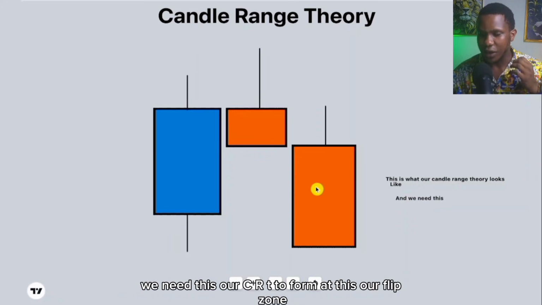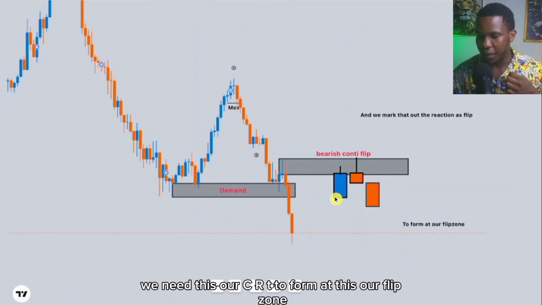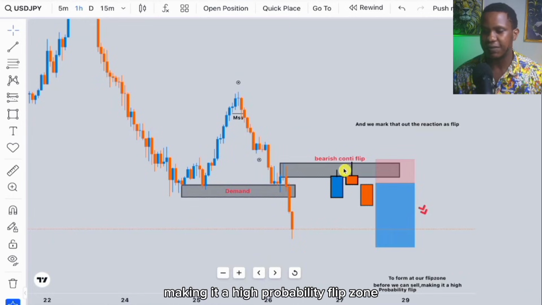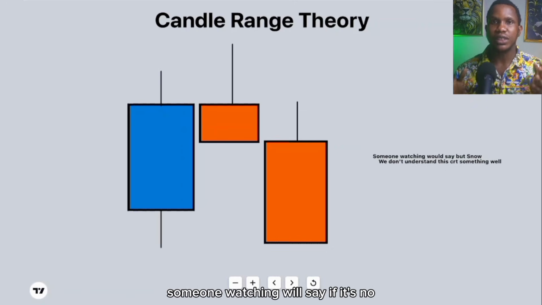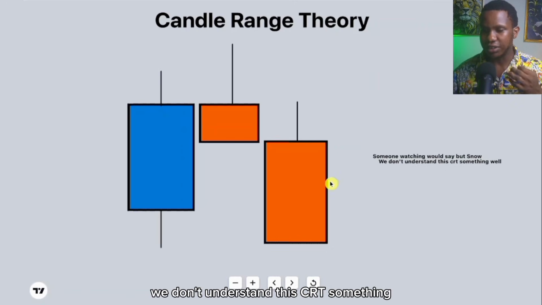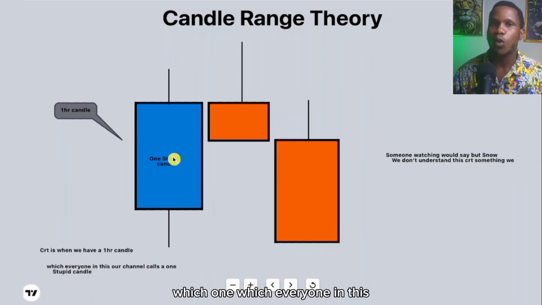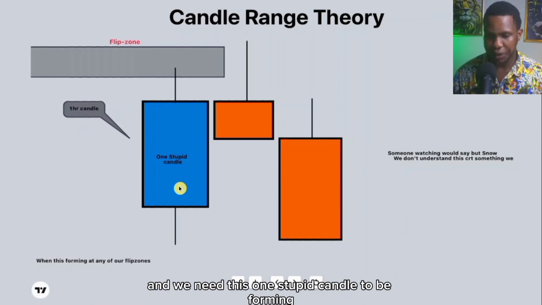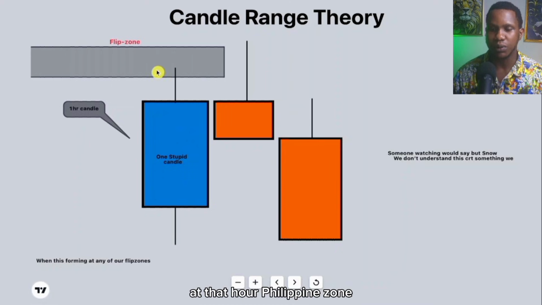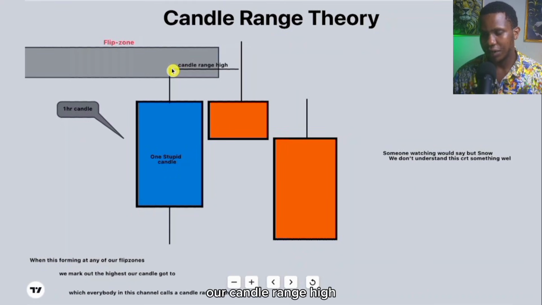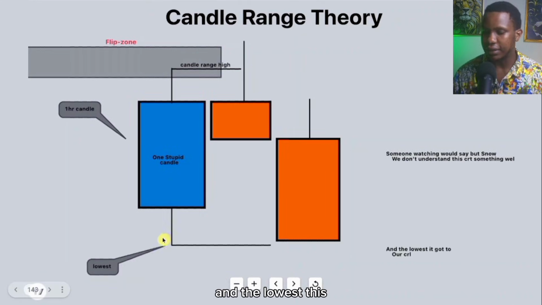We need our CRT to form at this flip zone before we can sell, making it a high probability flip zone. Someone watching will say, Vitos, we don't understand this CRT something. CRT is simply when we have a 1 hour candle, which everyone in this channel calls one stupid candle, and we need this one stupid candle to be forming at that flip zone. The highest this one stupid candle goes to is called our candle range high, and the lowest it goes to is called our candle range low.